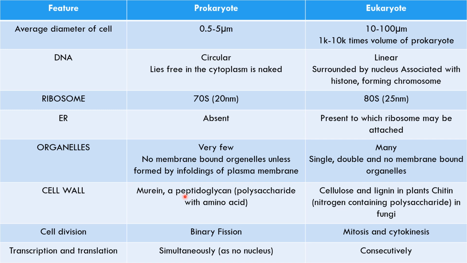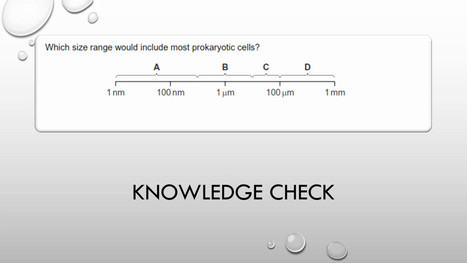Cell wall here is peptidoglycan or murein. Okay, this is cellulose for plants, chitin for fungi. Right, cell division, binary fission. For eukaryotes, mitosis or meiosis. Transcription and translation occur simultaneously in prokaryotes, consecutively in eukaryotes. All right, guys, look at it.